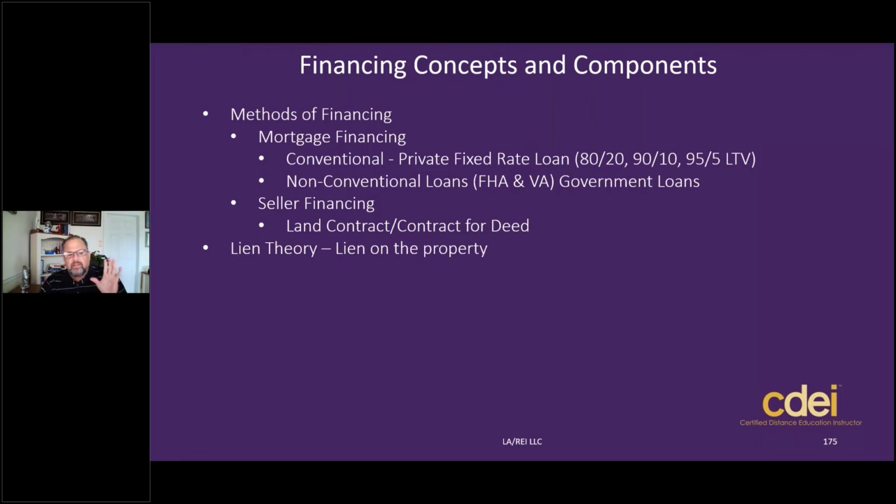Now, let's look at some theories that each state has. Louisiana and Florida, for example, are both lien theory states. These are principal rules for financing when it comes to lending for home loans. Each state has their own. So Louisiana and Florida are both lien theory. What does it mean? Lien theory means there's a lien on the property.